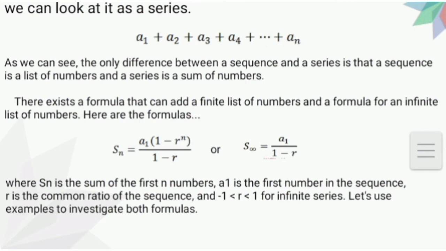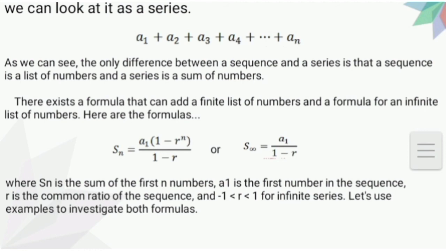This means the formula is an equals 2 to the n minus 1 and the ninth term is 256. We can now look at series. As we can see, the only difference between a sequence and a series is that a sequence is a list of numbers and a series is a sum of numbers. You can see the formula where Sn is the sum of the first n numbers, a1 is the first number in the sequence, r is the common ratio of the sequence, and r is not equal to 1.